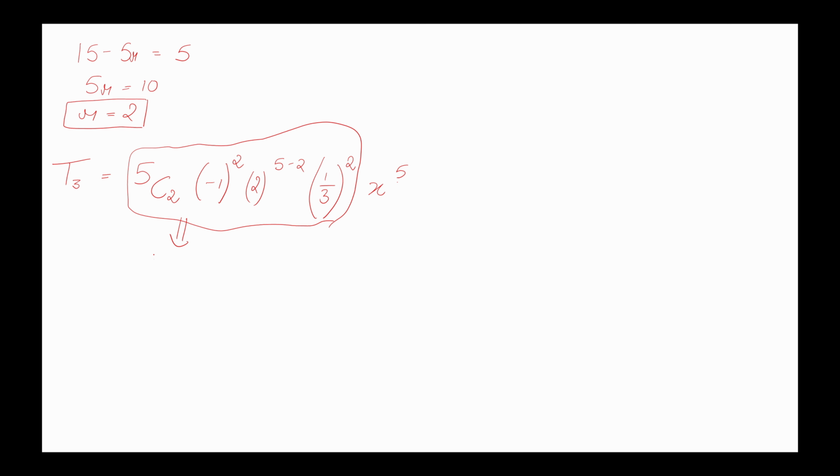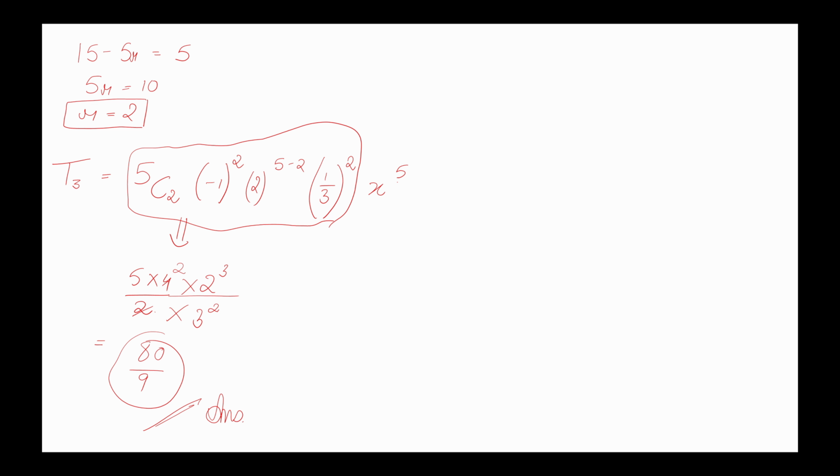So let me find out the value. 5c2, how can I write it down? 5 into 4 by 2. We had learned the shortcut trick. Minus 1 square simply becomes 1. This can be written down as into 2 cube upon, this becomes 3 square. So from here 2 gets cancelled out with this by 2, and from here what do we get our final answer to be? This becomes 80 by 9. So this becomes our answer.